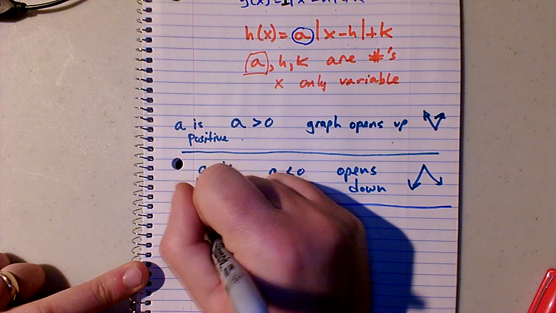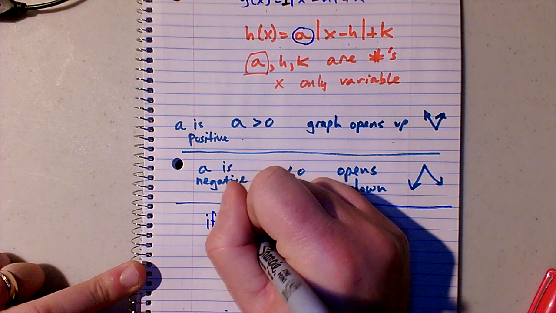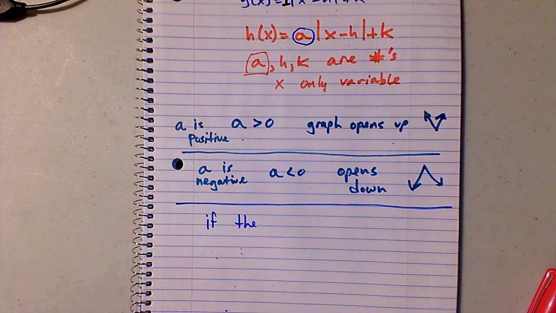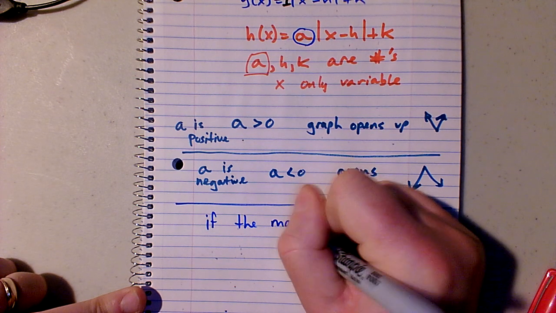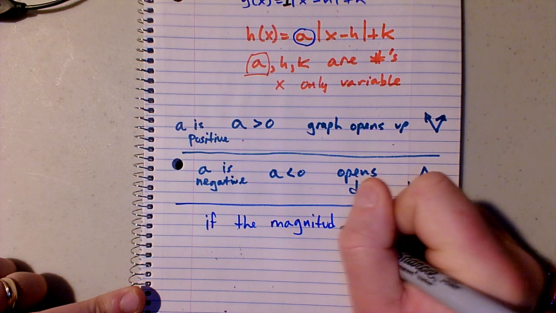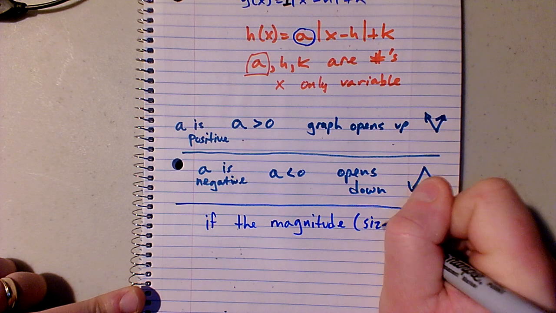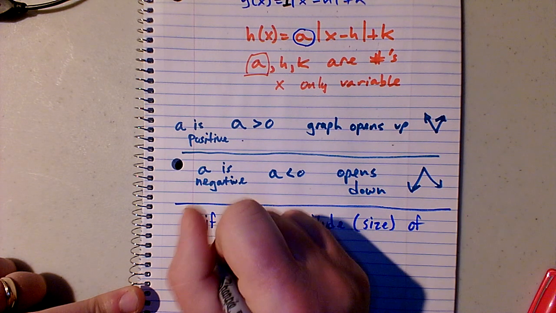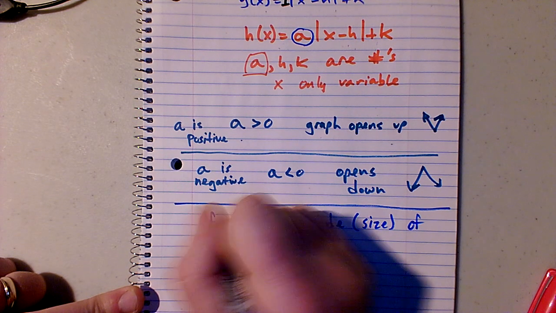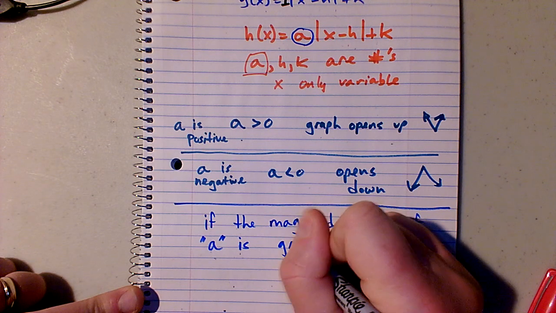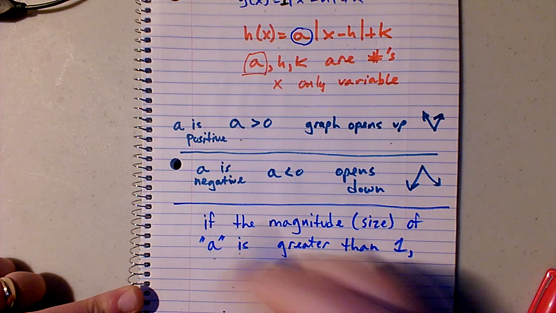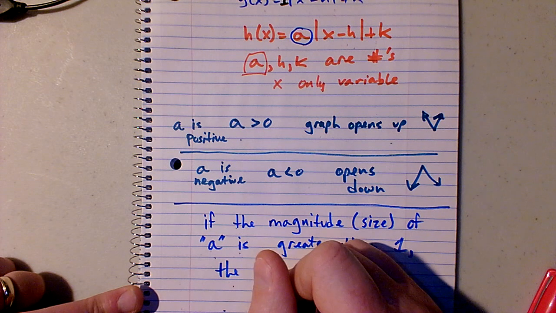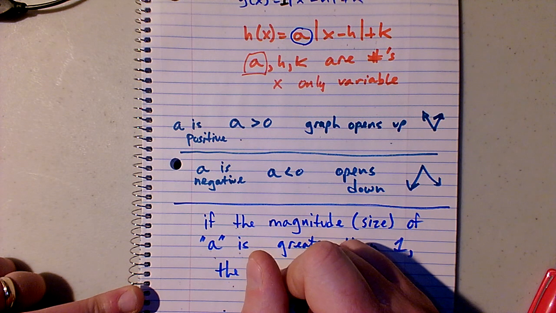If the magnitude, or size, of a, we don't care about the sign of the number a, but if the magnitude is greater than 1, then we have what's called a vertical stretch.